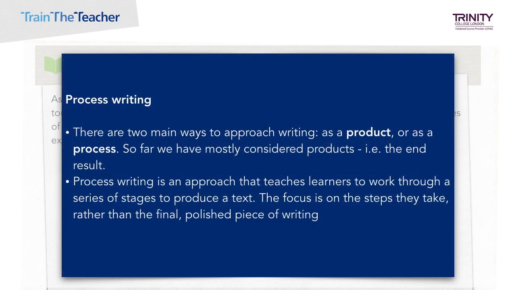Now let's look at another approach to writing called process writing. There are two main ways to approach writing. We can see it as a product or as a process. And so far we've mostly considered products, for example, the end result. So process writing is an approach that teaches learners to work through a series of stages to produce a text. And the focus is on the steps they take rather than a final polished piece of writing, although it can include that.